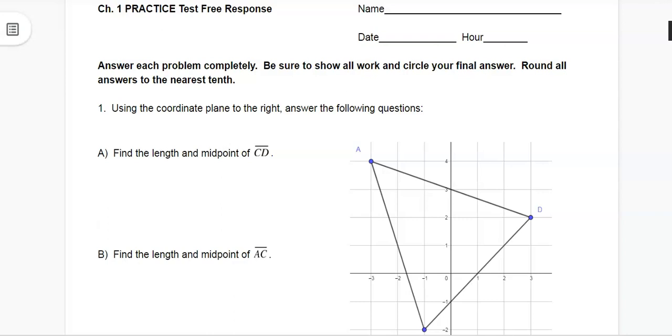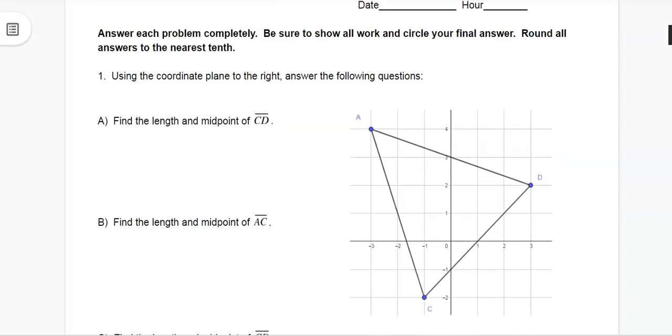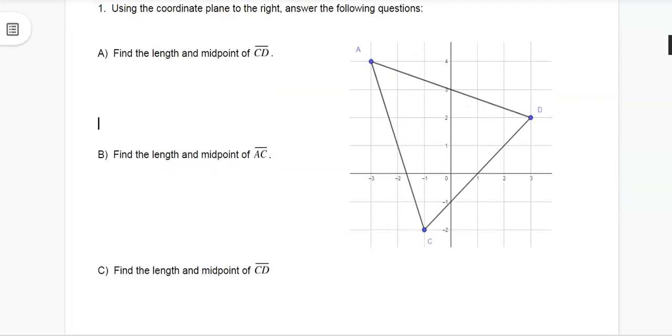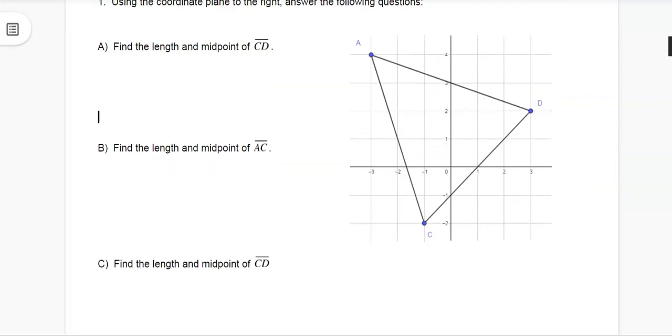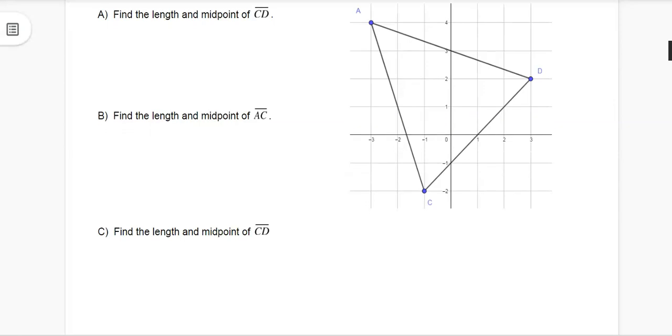All right, Chapter 1 practice test, free response. Let's get right after it. Number 1, use the coordinate plane to the right. Answer the following questions. It looks like we need to find the length and the midpoint of all three sides of this triangle. So the first one is CD, so that's right here.